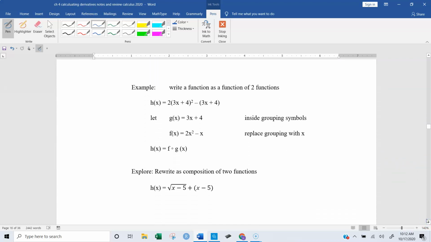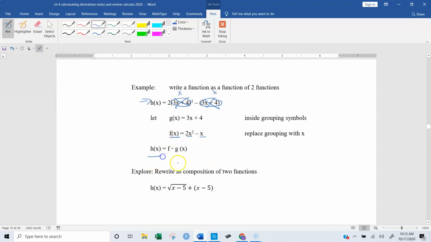Okay, now we're going to go backwards. We want to write the function. So this is my composition function right here. We've already done all the work. I want to undo it. So to undo it, I look at what's inside the parentheses or the grouping symbol. And since they are both 3x plus 4, I'm going to make that a function. So g of x is now 3x plus 4. So wherever 3x plus 4 is in my original function, I'm going to take this out and replace them with x. So now that's 2x squared minus x, and that is my second function, f of x.